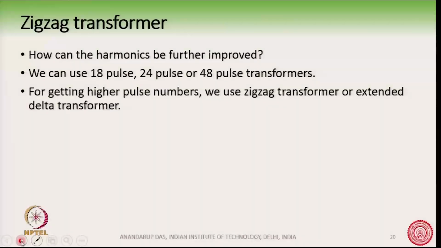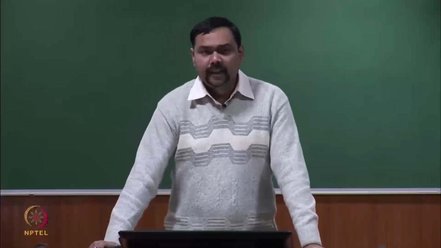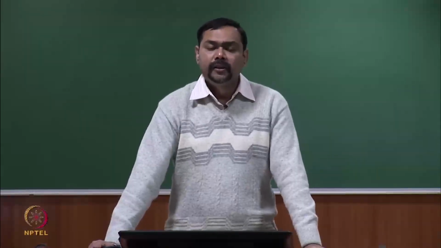So, we can use in a similar way 18 pulse, 24 pulse or 48 pulse transformers. Now, as we go to the higher pulses, for example, if we go to a 24 pulse transformer, then the first band of harmonics will reside at 24n plus minus 1. So, 23rd and 25th is where the first harmonics will reside. All other harmonics before 23rd will be totally absent. So, that is an advantage in terms of the input current quality.